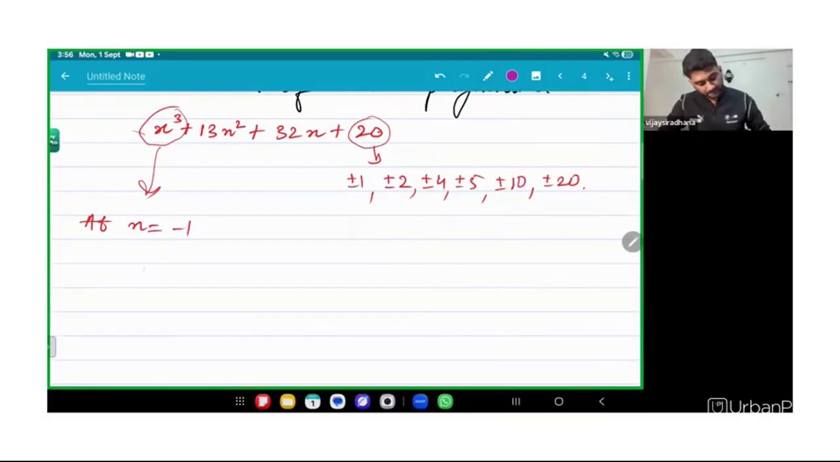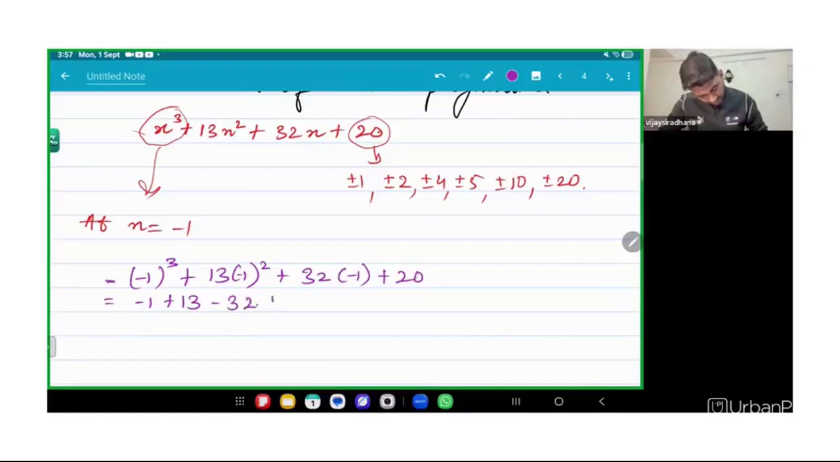Now we'll be getting (-1) whole cube plus 13 times (-1) square plus 32 times (-1) plus 20. So this will be -1 plus 13 minus 32 plus 20. Upon solving, you will be getting 0. That means at x equals -1, this polynomial becomes 0, so x equals -1 is a factor.